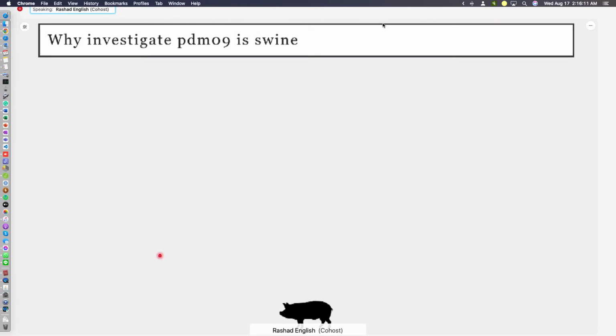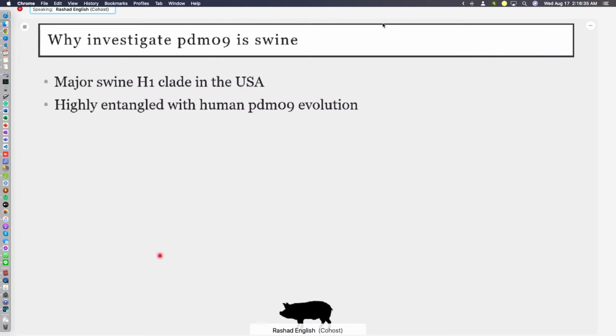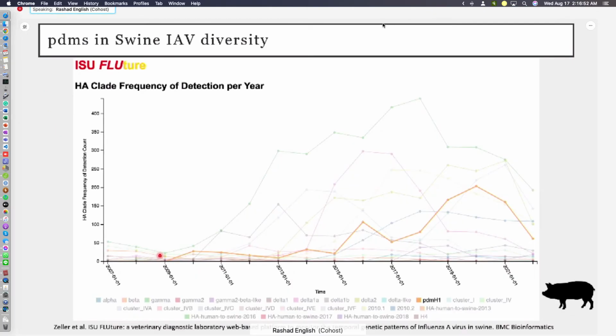So, quick motivation here: why do we want to investigate the pdm09 lineage in pigs? An important note is that in pigs, pdm09 is not the only HA clade. There are multiple co-circulating endemic HA clades in pigs in the H1 subtype, but in recent years, pdm09 became one of the major ones. It's also known that pdm09 evolution in humans and pigs is highly entangled, so there is a public health aspect here. And in general, it was already 12 years of evolution in these two hosts, so we wanted to give some update.